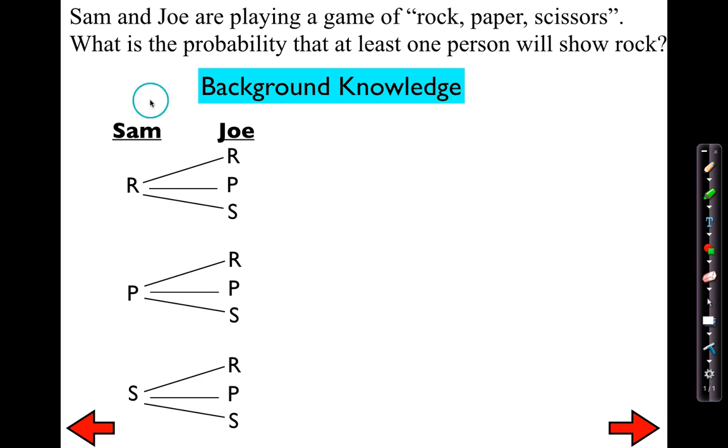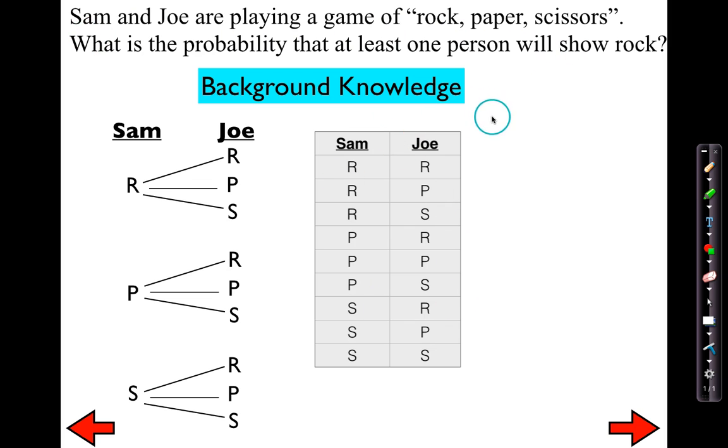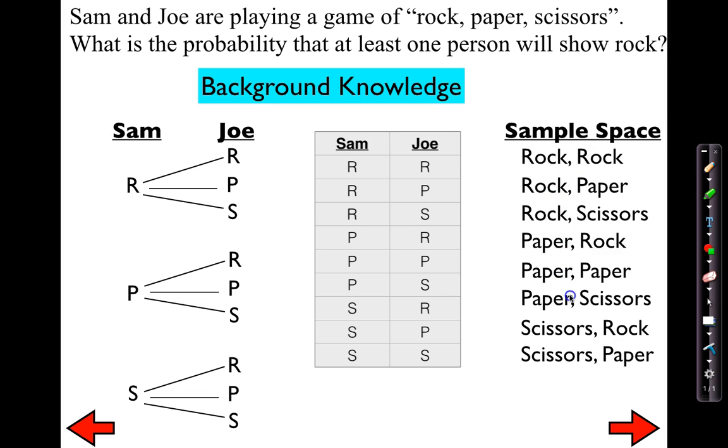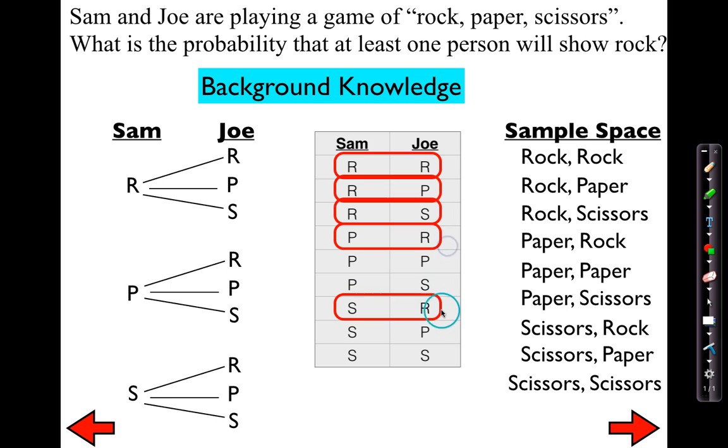Since the question is, what's the probability that at least one person will show rock? Here's a quick table. Then we're looking for any sample space where rock is involved. So here are the lists that will work. Here in the table you can see a little bit clearer, these are the options where rock was involved. Okay, so the key thing to remember is you want to use some sort of visual, a tree diagram, a table, a list.